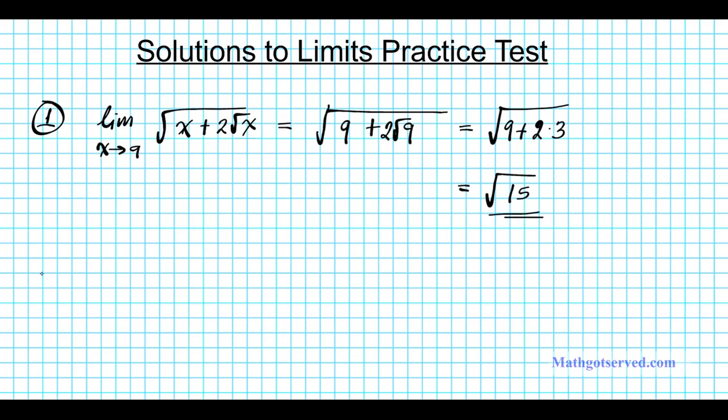All right, let's move on to question number 2. So for problem 2, we have to find the limit as x approaches negative 3 of 9 divided by x plus 3, over x plus 3.